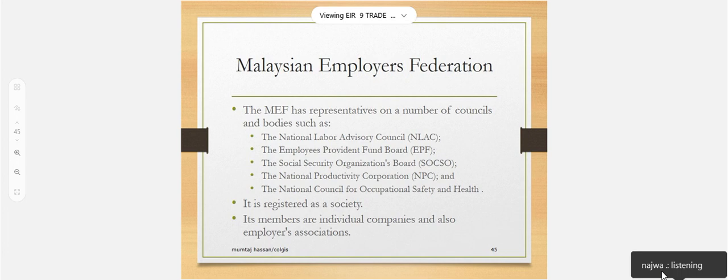And the Malaysian Employers Federation, MEF. MEF has representatives on a number of councils and bodies. MEF gets all the information, and sometimes they have meetings with other bodies so that they can come up with certain terms and conditions, or new ideas on how to improve industrial relations in Malaysia. MEF is also a society, not a trade union. The members are companies and also employers associations.